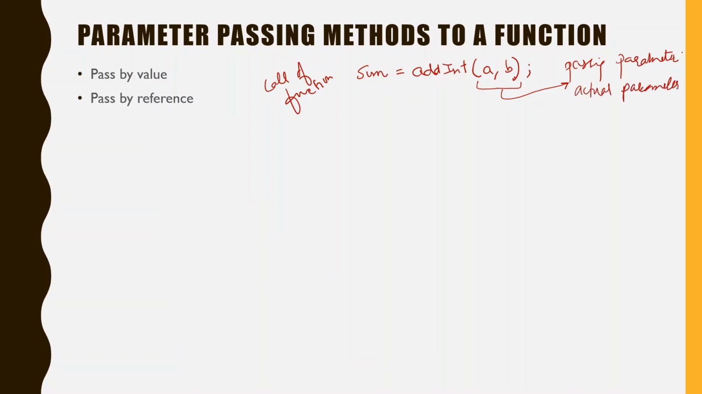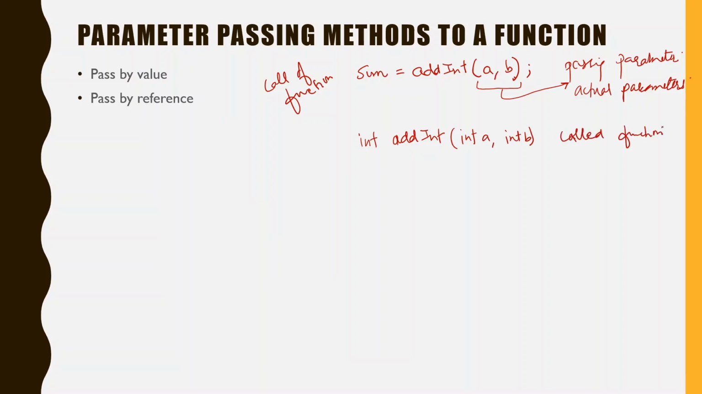Now what happens during the call of a function by value, passing parameters by value: the value of these parameters is copied to the formal parameters of the called function.